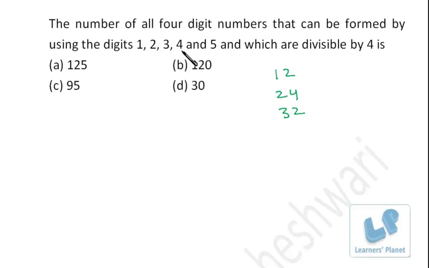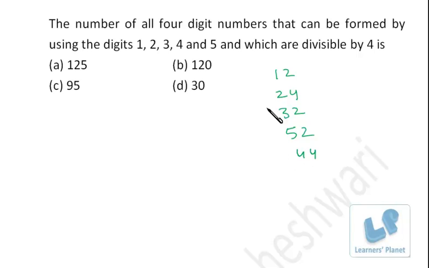then 52, then we have 44 as well, because digits can be repeated. Since it's not given there that the digits cannot be repeated, so we can take the repetition of digits as well, right? So in all, these are the combinations where the last 2 digits are divisible by 4, right?